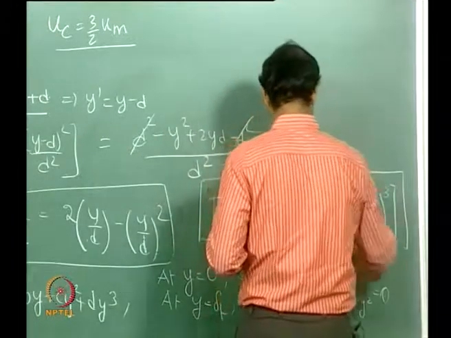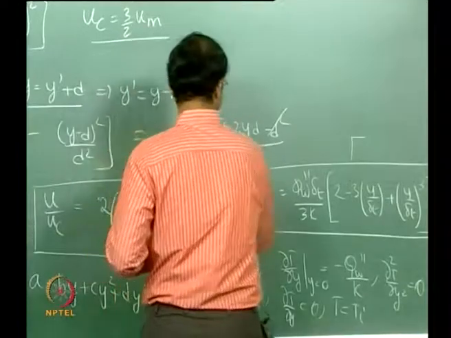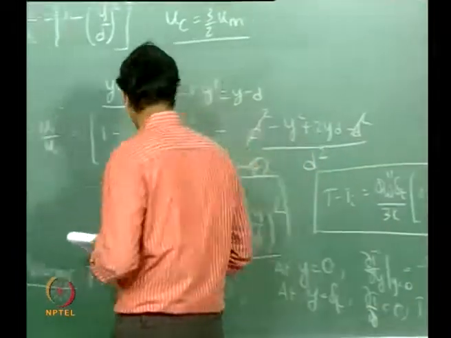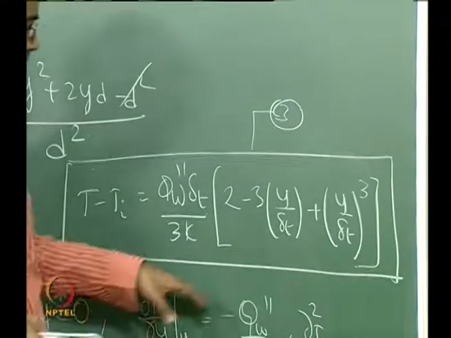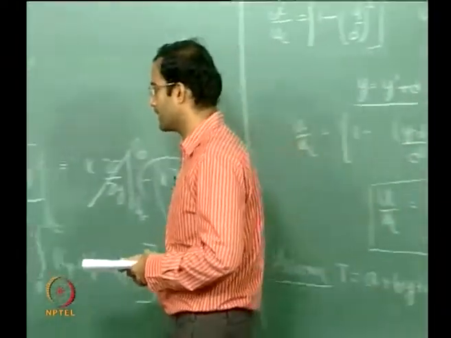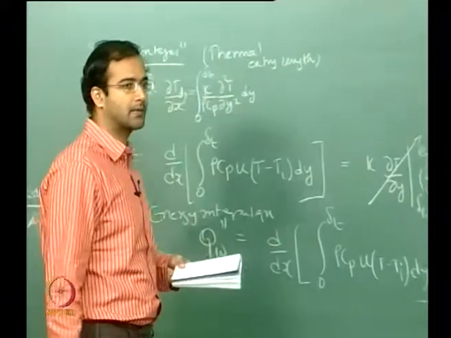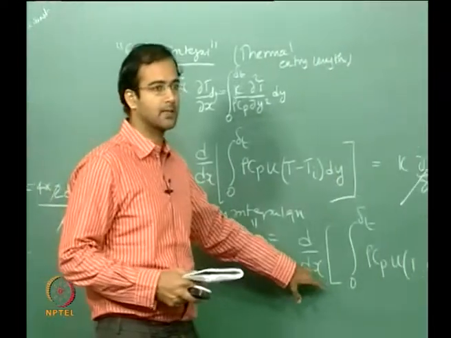I'll call this velocity profile as equation number 2, and this is equation number 3. All right. So if you substitute these profiles, this is your cubic temperature profile that you will be getting. So now you have your velocity profile and your approximate temperature profile, which you can directly substitute into the energy integral.